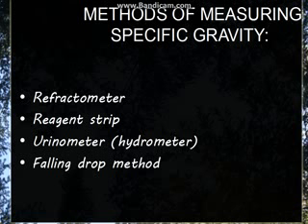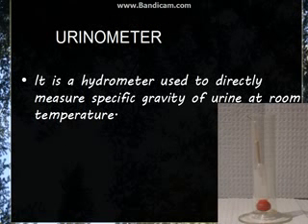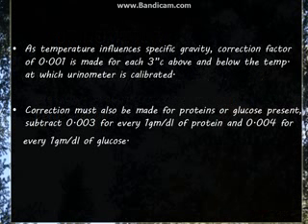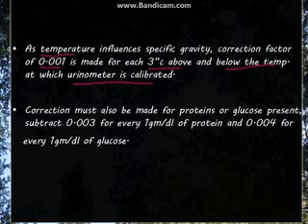Now, going to the methods of measuring the specific gravity. They can be by refractometer, by reagent strip method, by urinometer, or by falling drop method. The most commonly used is the reagent strip or the urinometer. This is the urinometer we can see in this picture. It is a hydrometer used to measure the specific gravity. Now, the urinometer is calibrated by the temperature. So, if the temperature is varied, the correction factor of 0.001 is added if the temperature is above, or it is subtracted if the temperature is below that at which the urinometer is calibrated. And a correction factor is also needed for the proteins and the glucose present in the urine.